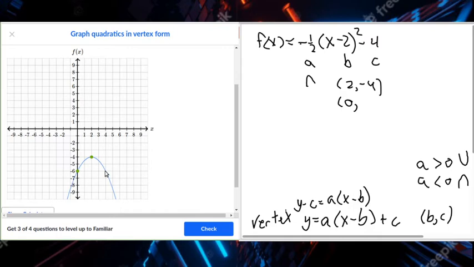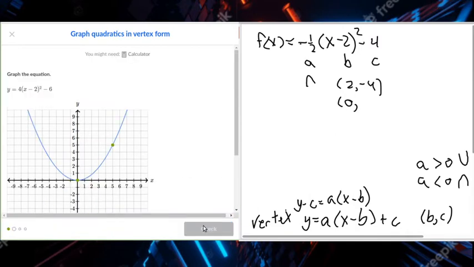And then we can check by checking one other point, make sure we're right first. So we'll choose 4. Okay. 4 minus 2 is 2. 2 squared is 4. 1/2 of 4 is 2. -2 minus 4 is -6. All right, we're good. Okay. Let me erase this.